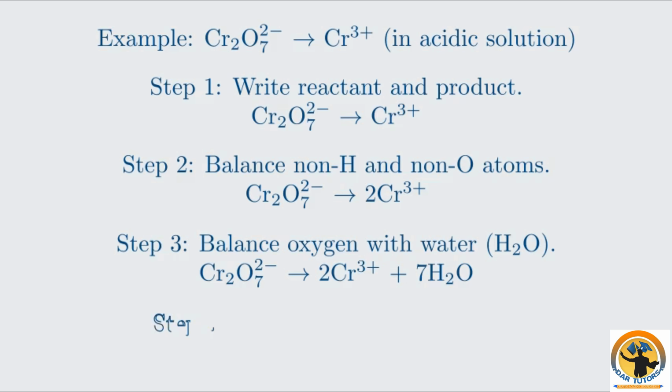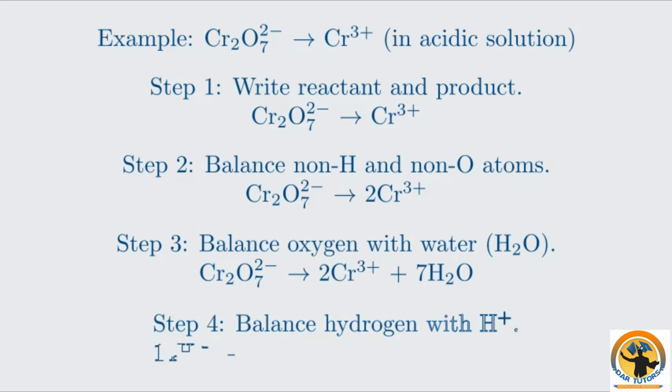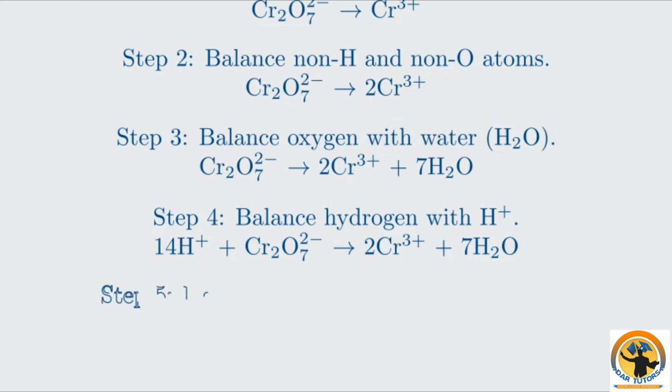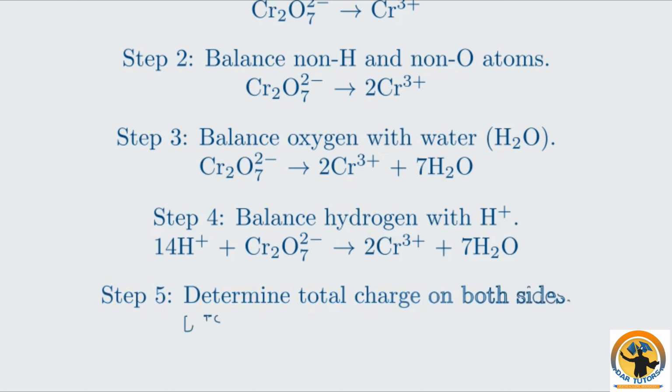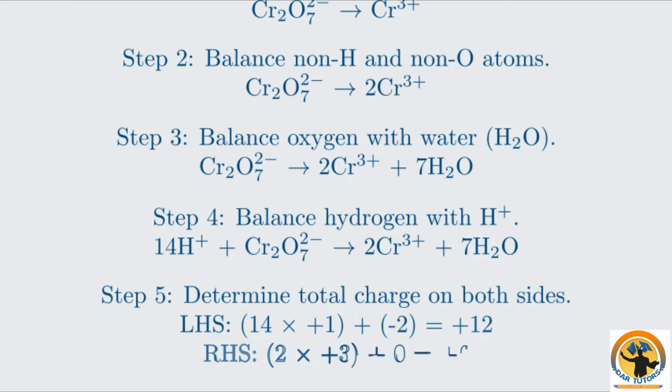Step 4 is to balance the hydrogen atoms. Adding 7 water molecules to the right also added 14 hydrogen atoms. Since we are in an acidic solution, we balance these with hydrogen ions, H+, on the left. Step 5 is to determine the total charge on each side. On the left, we have 14 positive charges from the H+ ions and 2 negative charges from the dichromate ion, for a total of +12. On the right, we have 2 Cr3+ ions for a total of +6.